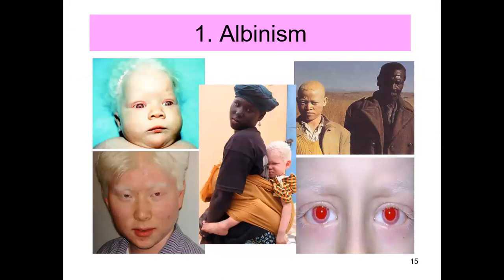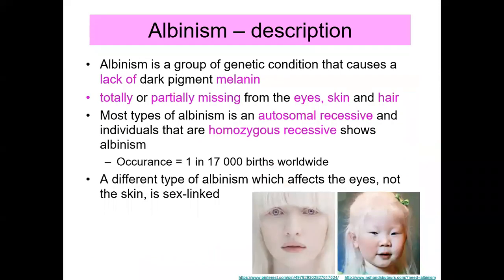When you talk about albinism, albumin means egg white, isn't it? White color, no color. The feature that you can see is that the skin is fairer than normal, and sometimes even the eyes are red, pale or gray. Albinism is a group of genetic conditions that causes lack of the dark pigment melanin. Our skin color is due to melanin, so it is totally or partially missing from the eyes, skin, and hair. Even the hair has no color.